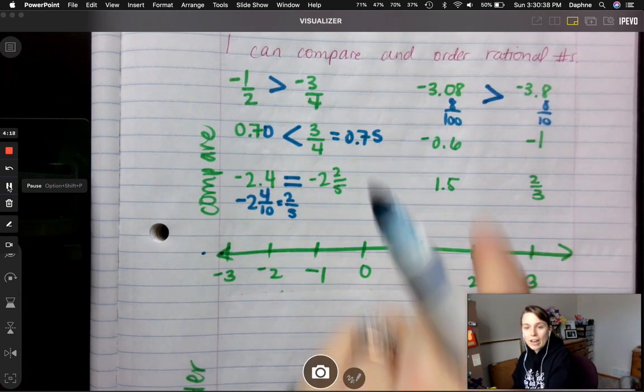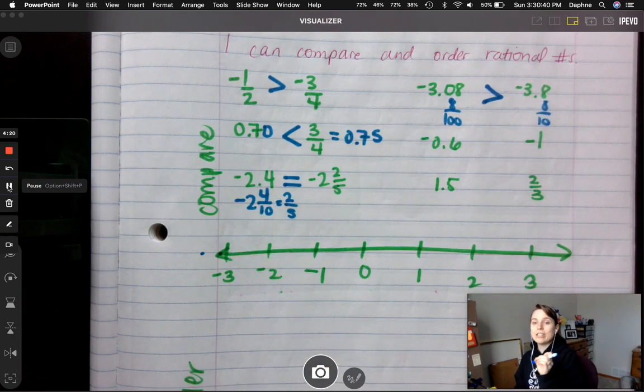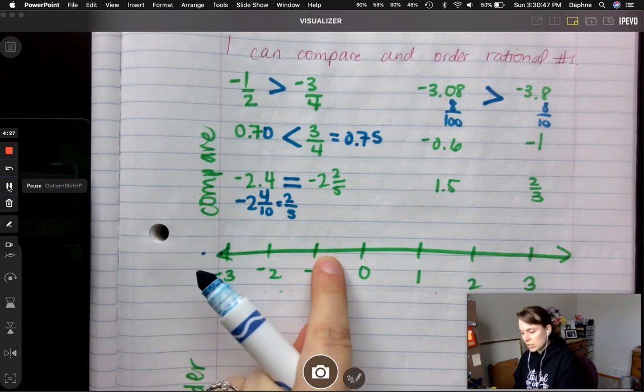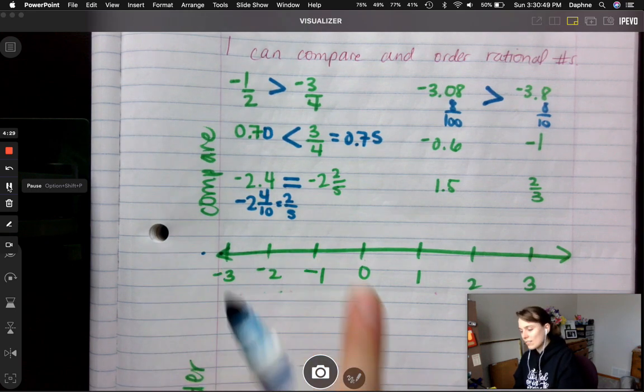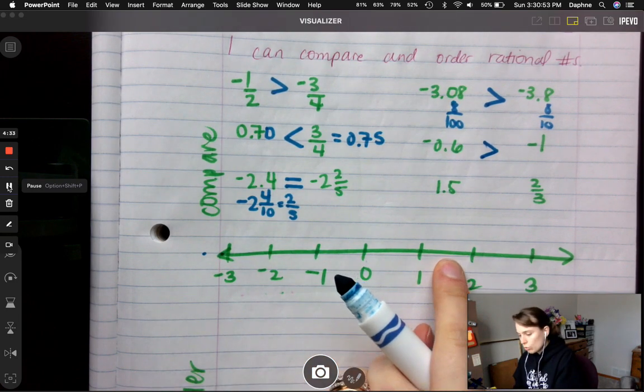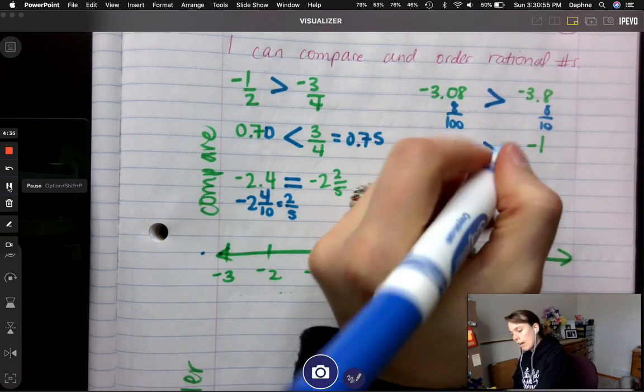This absolute value has a shorter distance to 0, so it's actually greater. Okay, -6/10, so around here, -1, -6/10 wins. 1.5 to 2/3, so 1.5 is greater.